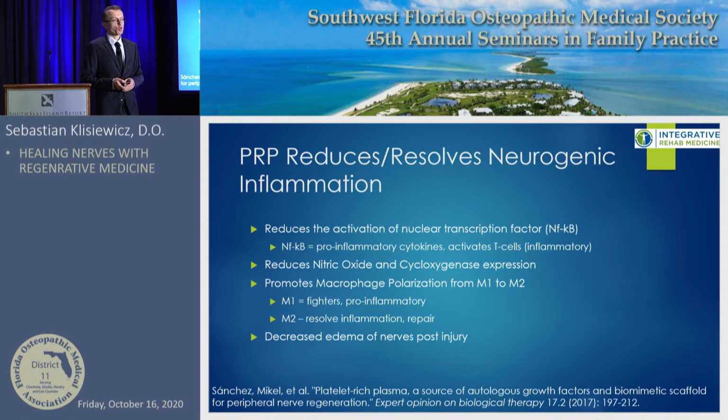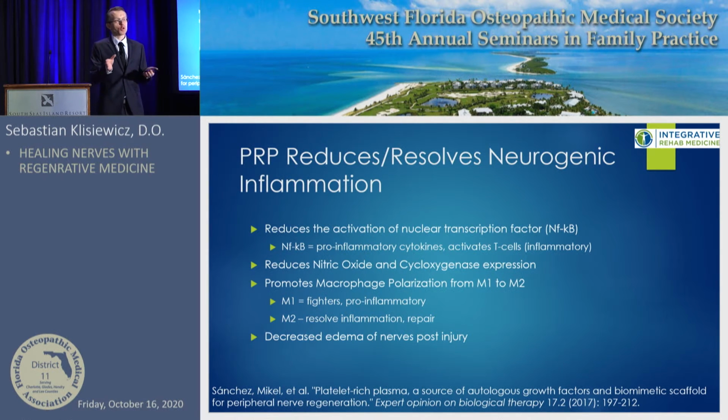So PRP reduces and resolves neurogenic inflammation. We know that it reduces the activation of NF-kappa B, which is a pro-inflammatory transcription factor. And when you put a little bit of PRP around tissues that have a lot of NF-kappa B, it decreases that transcription factor. It reduces nitric oxide and cyclooxygenase, kind of like COX-2 inhibitors. It promotes those macrophages to actually polarize from M1 to M2.